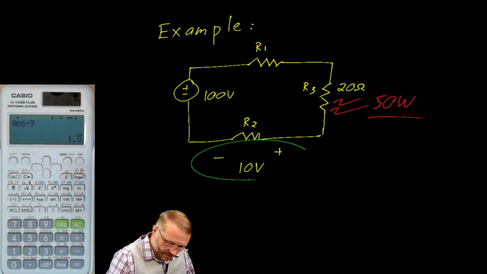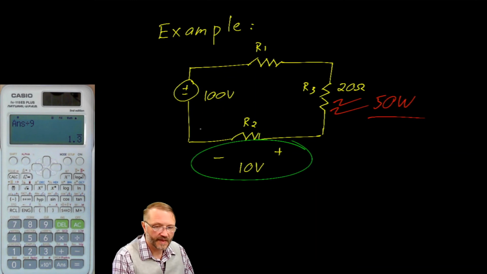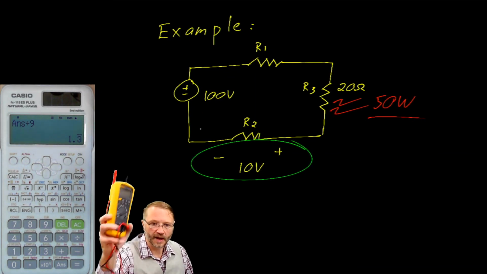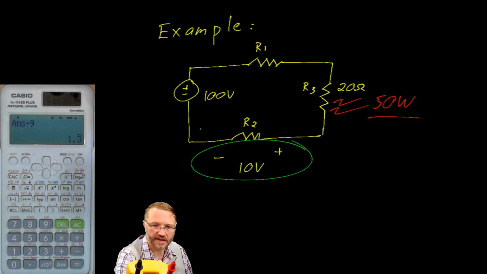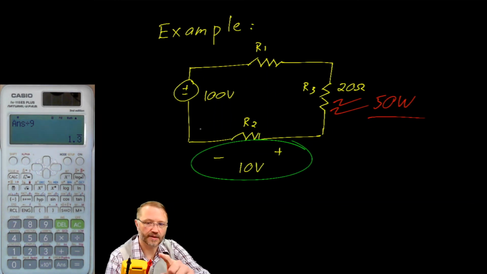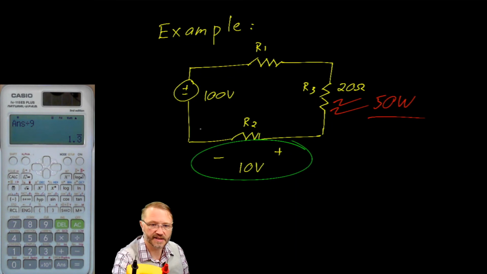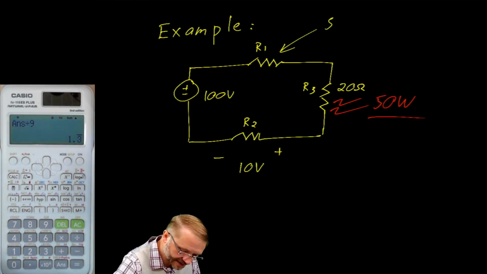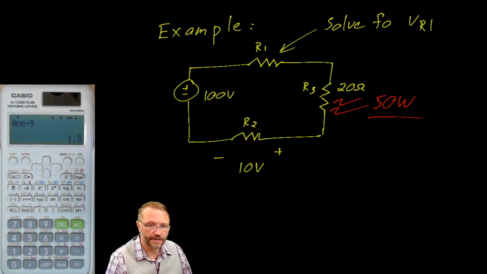Before we start, do you remember what this nomenclature means? That means we took our voltmeter and we connected it to the circuit like so, such that the red was on the positive and the black was on the negative. What we want to do is solve for the voltage on R1.